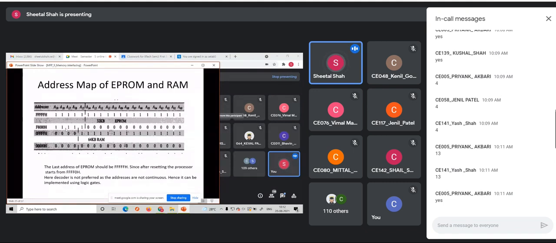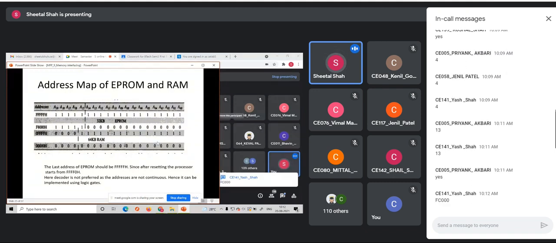It would be 1111, that is F, then 1100. So what would be that? 1100 is 12. 12 corresponds to C. FC000 would be my starting address. Do you agree to this, all of you?